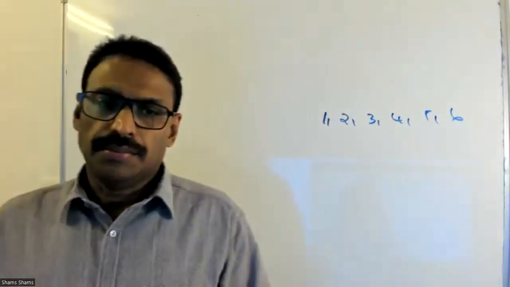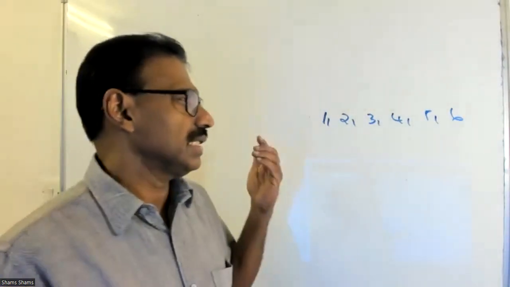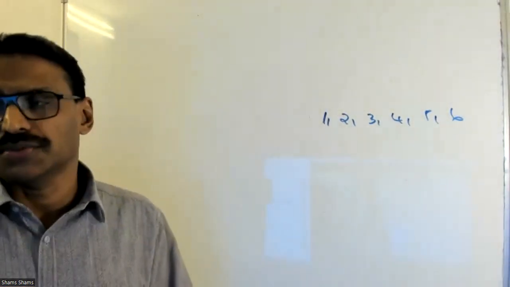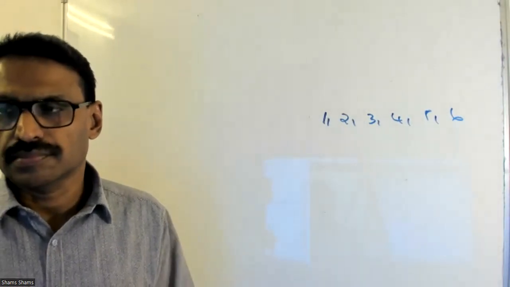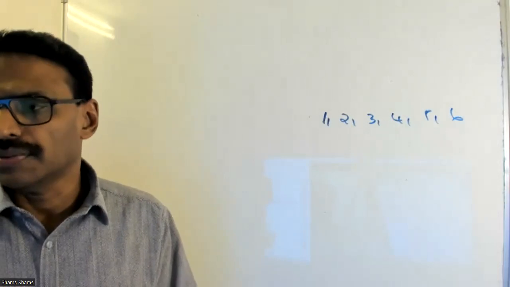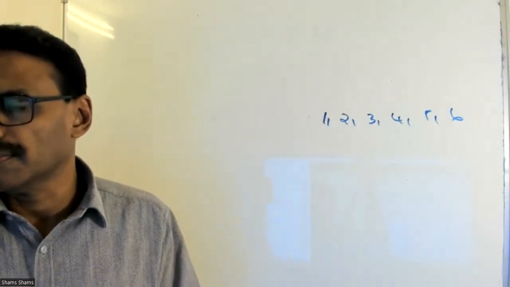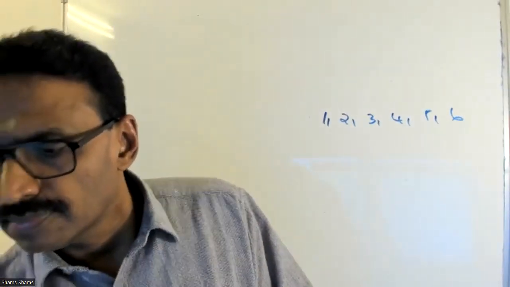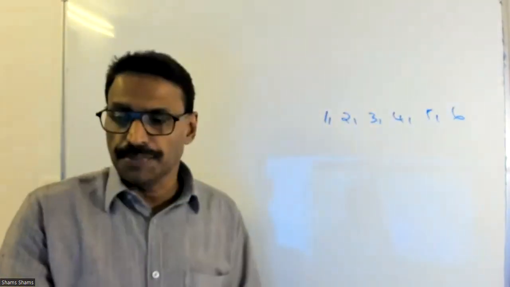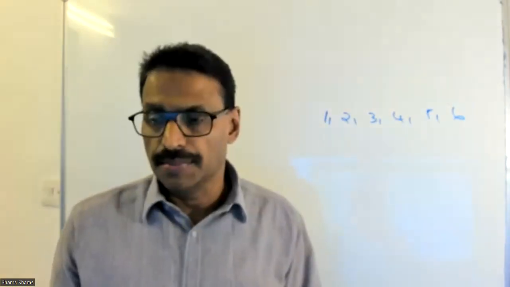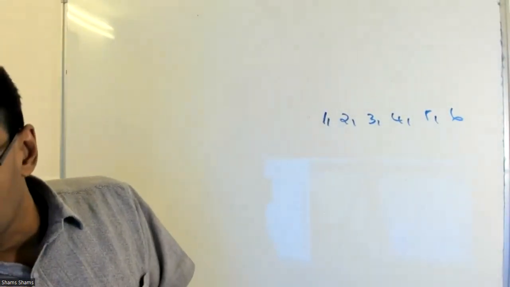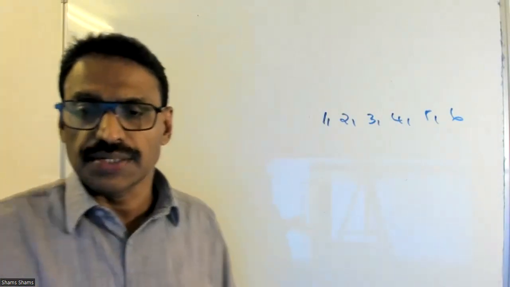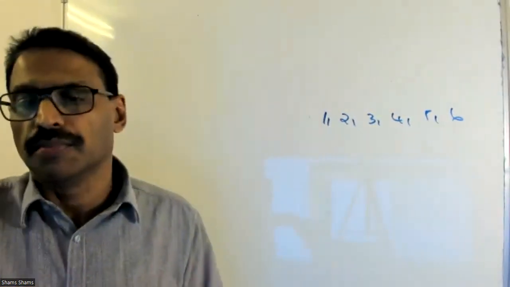Then my question is, which are the prime numbers? Prime numbers are what? Neha, in that, which are the prime numbers here? 1, 2, 3, 4, 5, 6. Neha, what is the answer? One is not a prime number, and not a composite number. Which are the numbers?